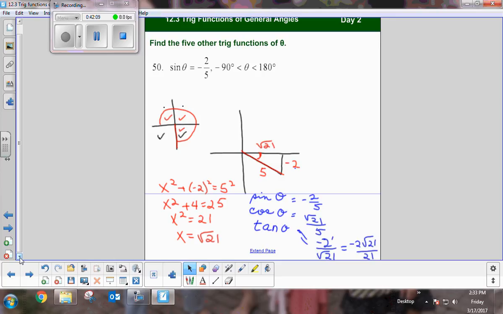So I don't think any of this is really hard. I just think it's long. I think 12.3 has a lot of material in it. Would you agree? Yes, Sarah?